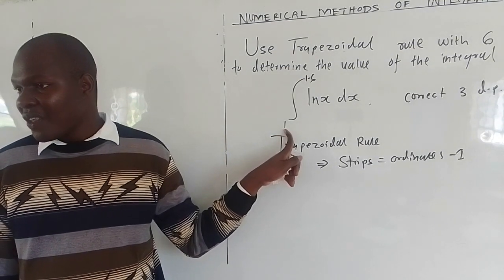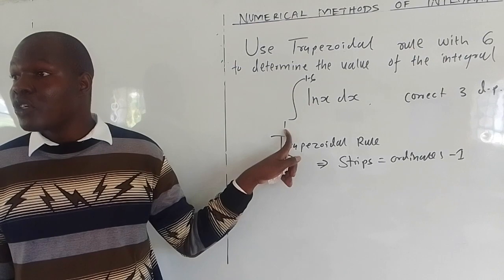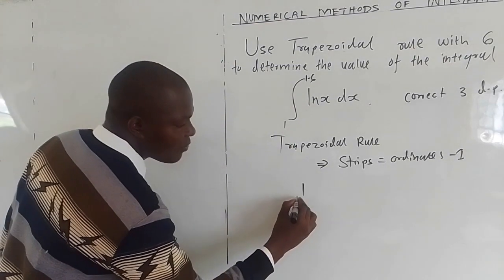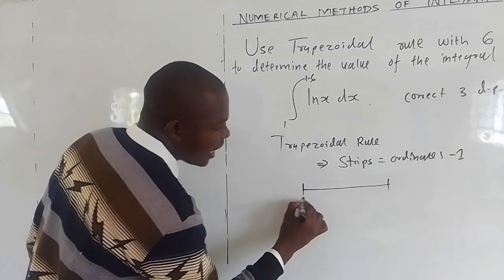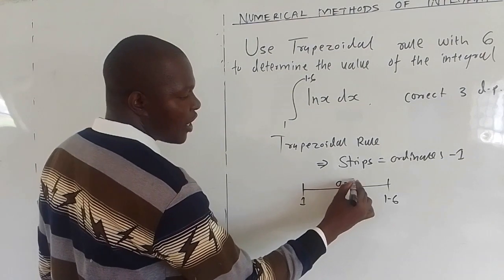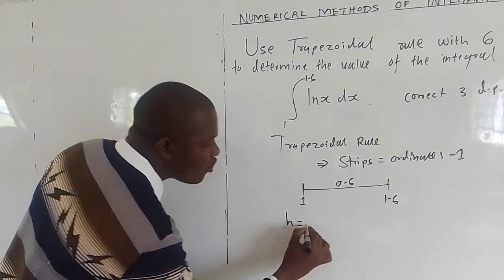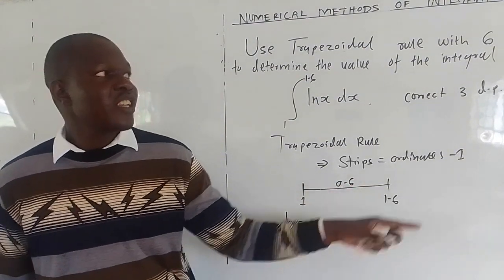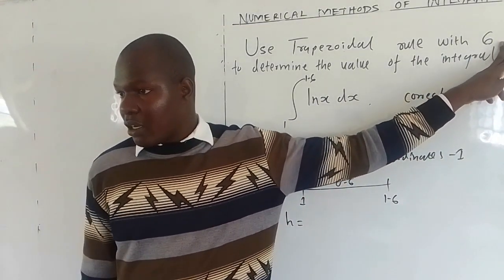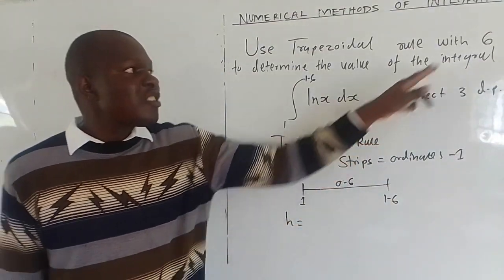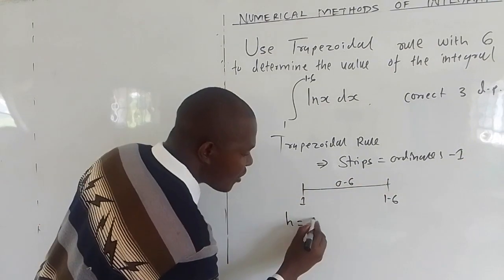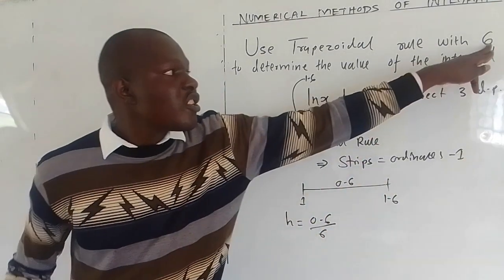Are we together? So what is important in the trapezoidal rule? To get h. So can we get h? We are starting from 1 and we are ending at 1.6. What is the whole of this range? 1.6 minus 1, the whole range is 0.6. So what is h? You want to divide this length of 0.6 into 6 equal intervals. A length of 0.6 must be divided into 6 equal parts.